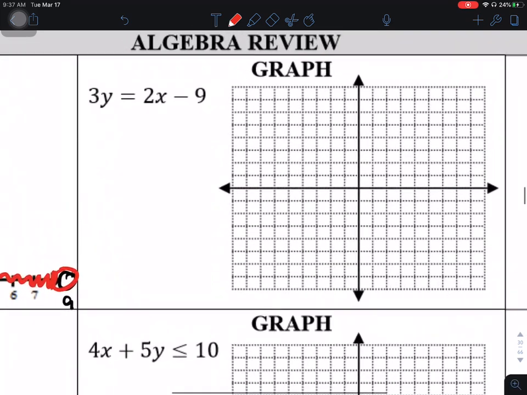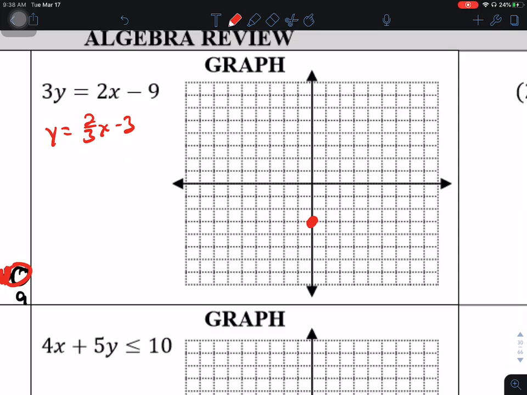Graphing. Get these in slope-intercept form. If I divide each term by 3, I'm going to get a y-intercept of negative 3 and a slope of 2/3: up 2 and to the right 3, up 2 and to the right 3, down 2 and to the left 3. Throw some arrows on there, label your y-intercept.